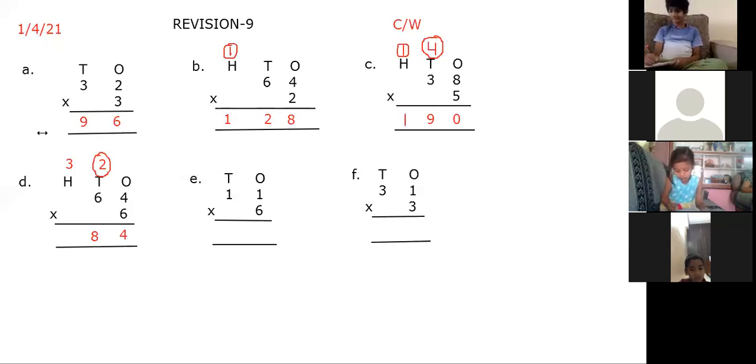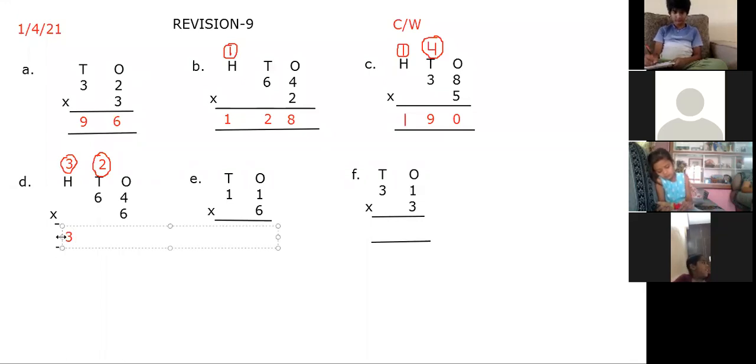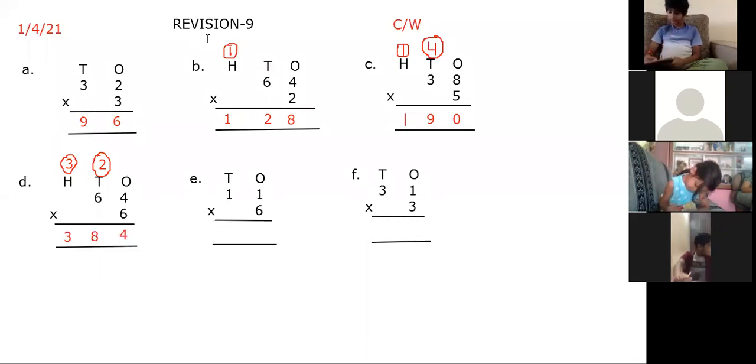Yes, ma'am. Yeah. So now what we will do? Now write this 3 as it is in hundreds place because there is no other number in hundreds place. What is the answer? 300. Yes, Shreyan.